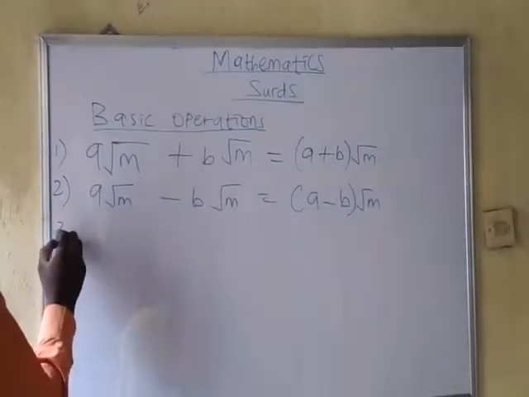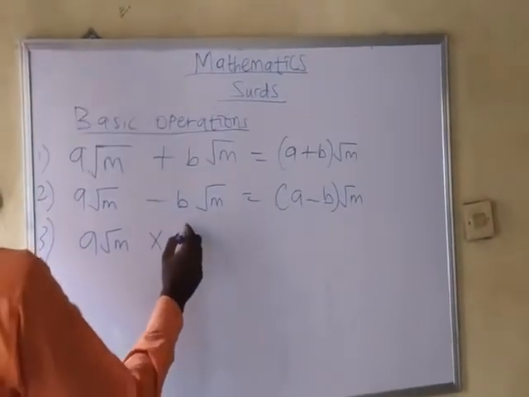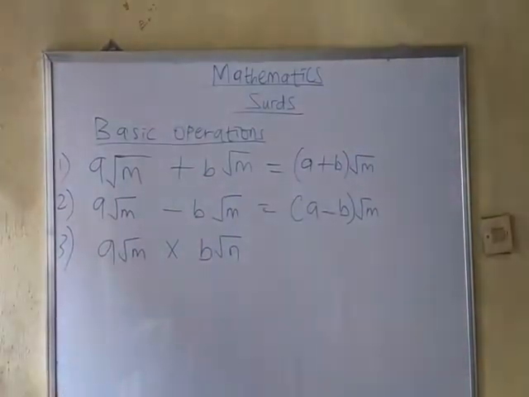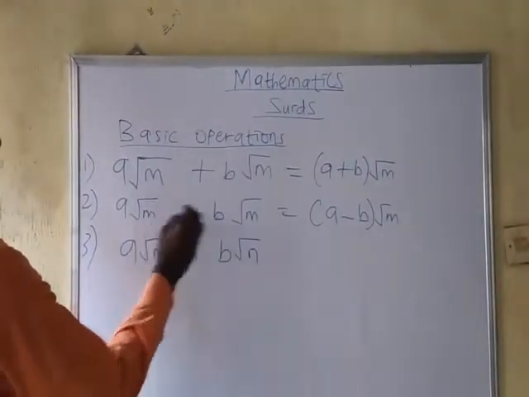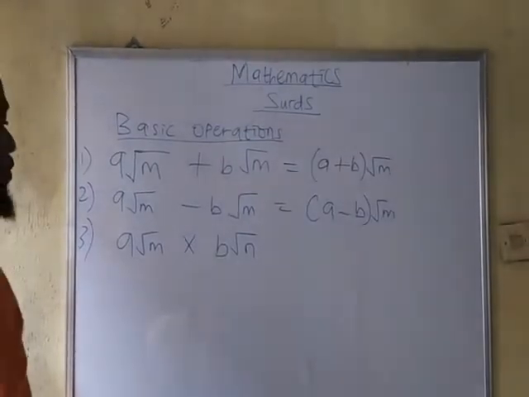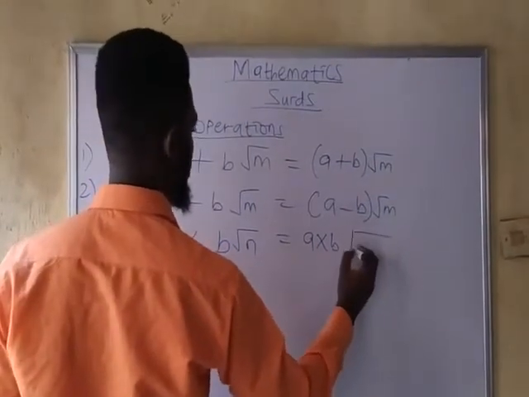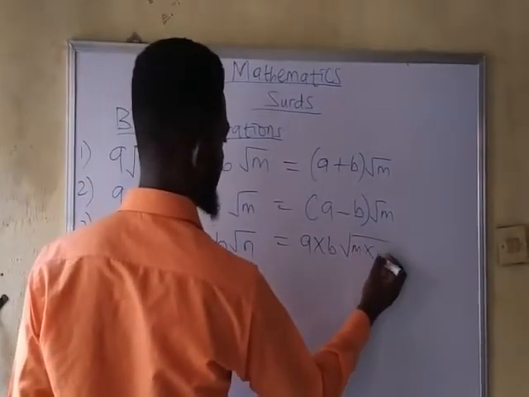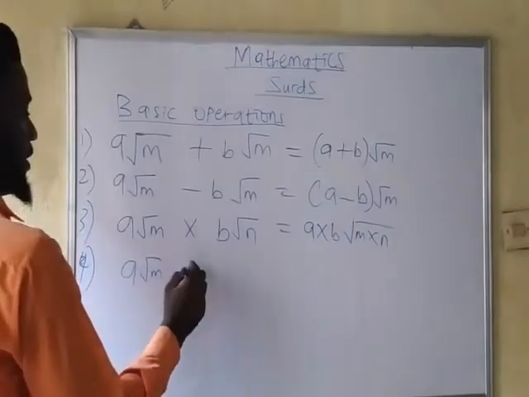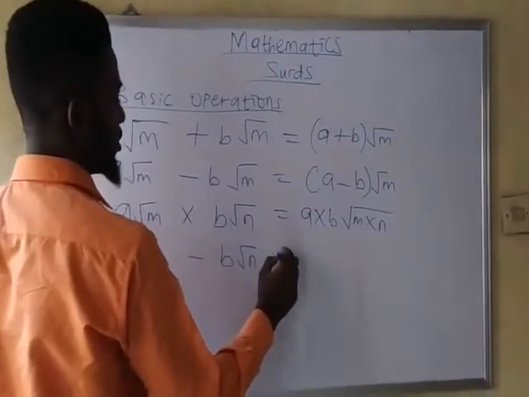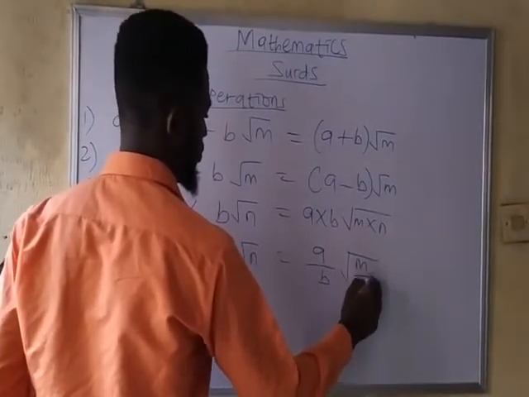The third operation is the multiplication operation. This can work in various ways. If you have a root m multiplied by b root n, it's not compulsory that the numbers under the roots must be the same. You can simply multiply a and b, and then root m times n. And the same goes for division. If you have a root m divided by b root n, you're going to have a over b, that is a divided by b, root m over n.